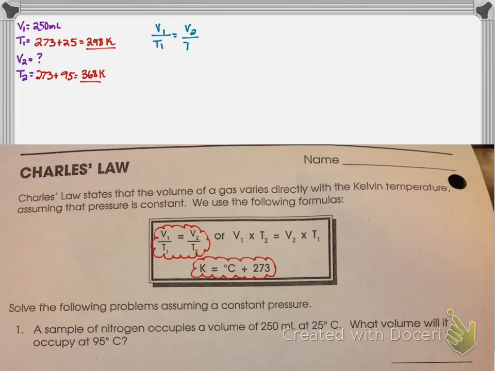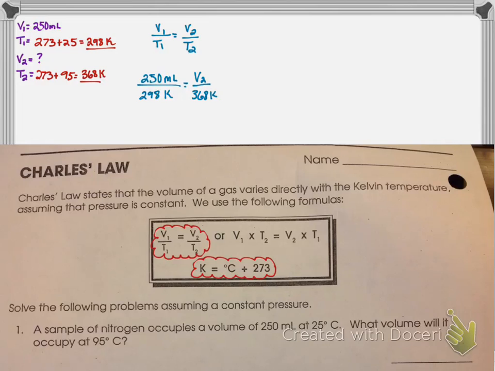So now we just do the same thing. We're going to plug in our variables. Our V1 was 250 milliliters. Our T1 was 298 K. And we're going to set that equal to our V2 over T2. V2 we do not know, so we're just going to leave it written as V2. And our T2 is 368 K. So we want to solve for V2.